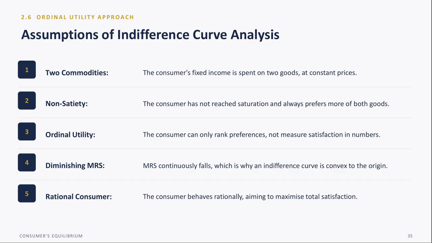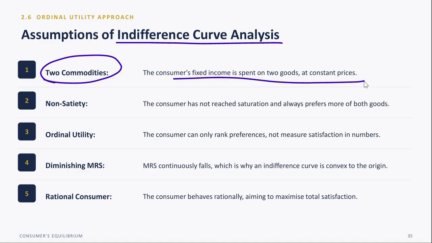Now we are going to see the indifference curve analysis, right? But before that, we also have to keep in mind certain assumptions for the same. So first, that we are consuming two commodities. So the consumer's fixed income is spent on two goods at constant prices. Second is non-satiety. The consumer has not reached saturation and always prefers more of both the goods. So the consumer is not at equilibrium right now.